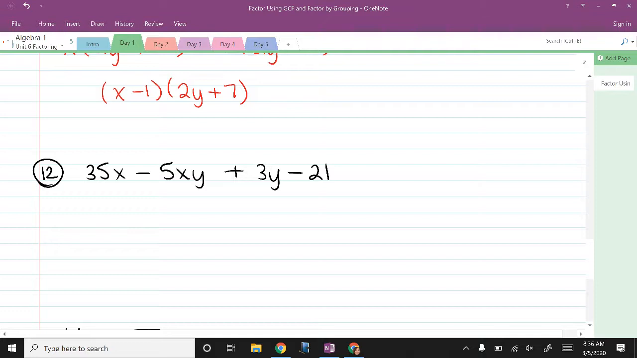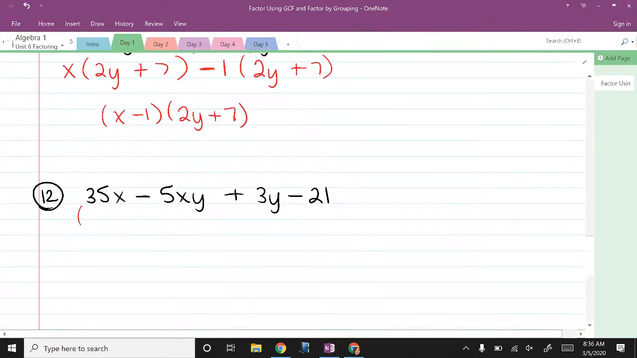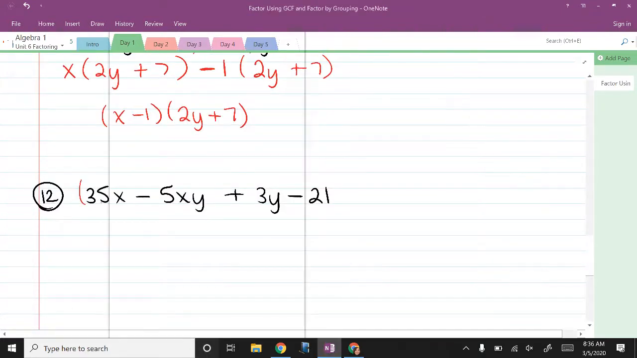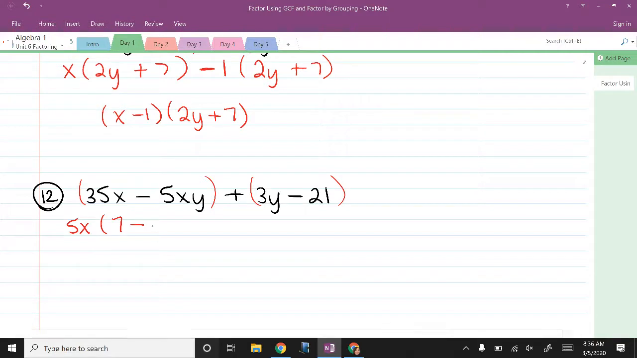Yeah, I ain't gonna bite your finger off. How many terms is it? 4. How do I factor with 4 terms? Grouping. Group the first 2 and the last 2 with parentheses. What's my GCF in my first group? What about variables? 5x. Y'all okay with that? What multiplies times 5x to get 35x? 7 minus. What times 5x gets negative 5xy? Just y. What's a minus y, isn't it? Ooh. Plus.